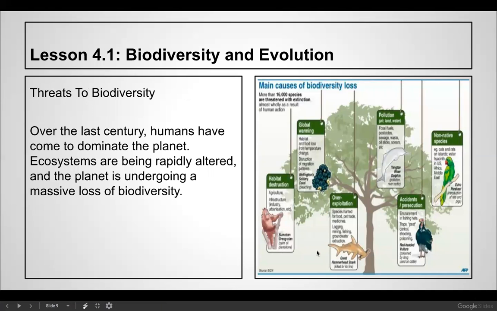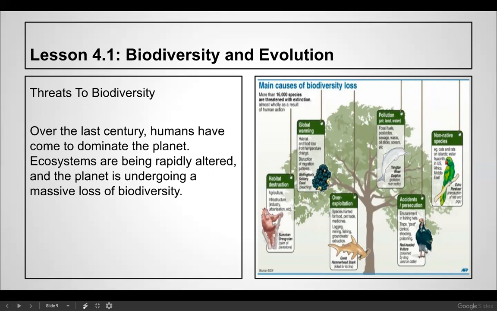Threats to biodiversity: lots of different things. Over the last century, humans have come to dominate the planet. Ecosystems are being rapidly altered, and the planet is undergoing massive loss of biodiversity. Most of the schools in Hilliard were once farmland, right? We don't have a lot of farmland on the planet, and that land is no longer capable of producing food. If you look at all these different things on the slide, habitat destruction is changing a farm to a parking lot.